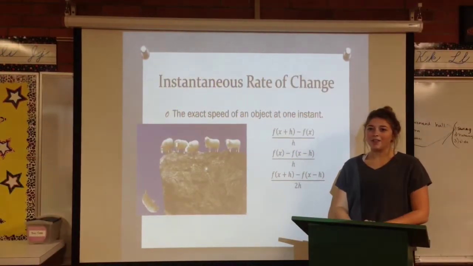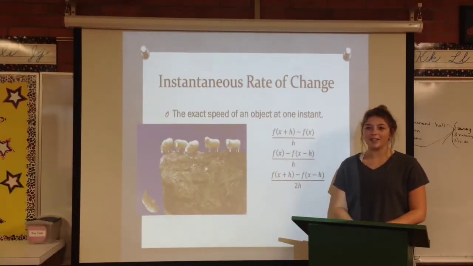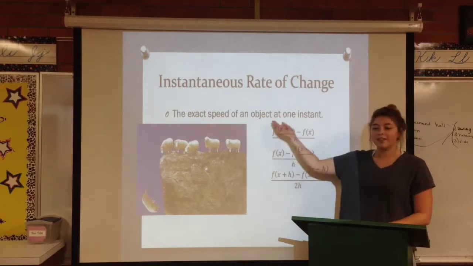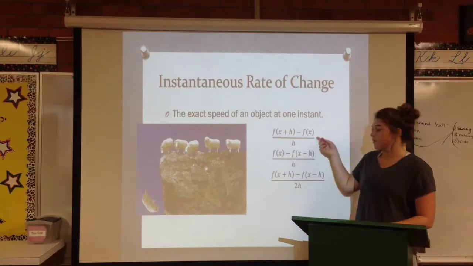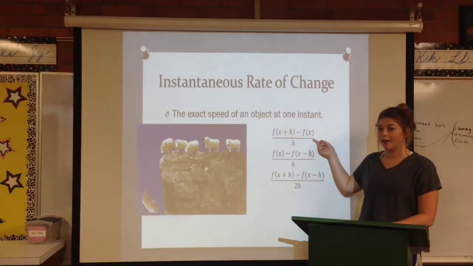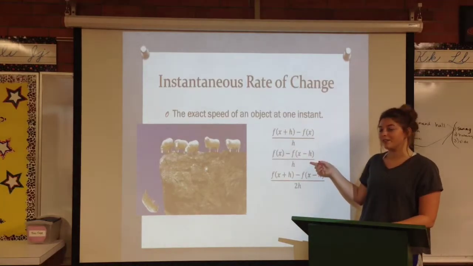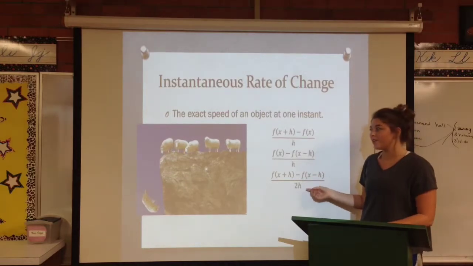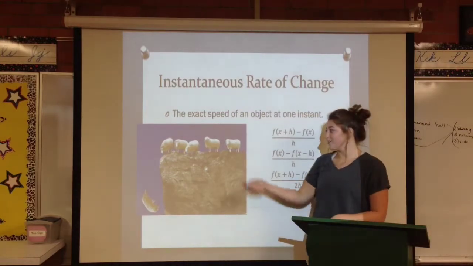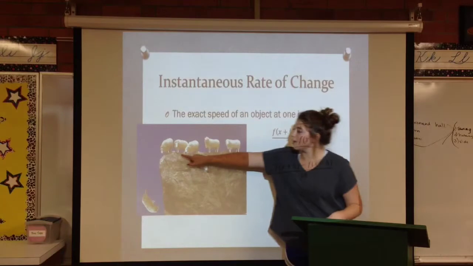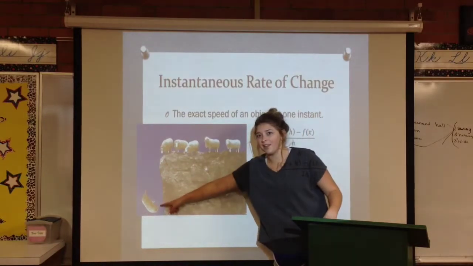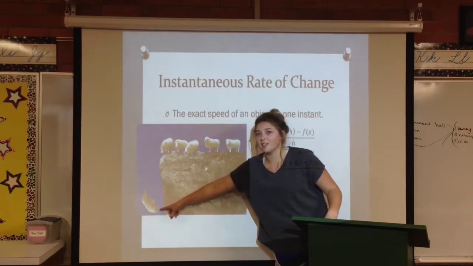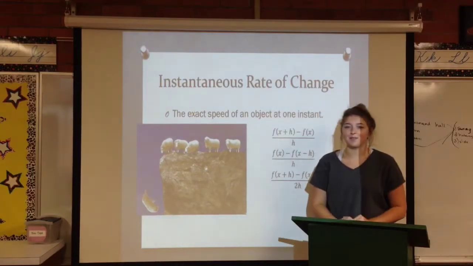So the definition of instantaneous rate of change would be the exact speed of an object at one instant. For example, this is a point from the right side, this is a point from the left side, and this is using both points. A real-life example could be these sheep. This is the starting point, so that would be 0. And you're trying to find that exact instantaneous rate of the sheep that just fell off the cliff.